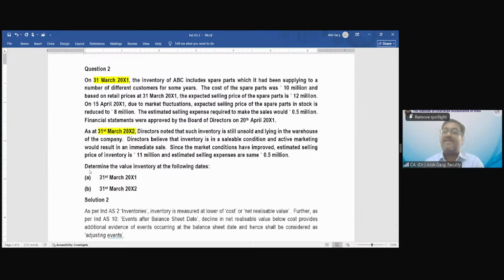You have the cost, you have the selling price. Then you have the post balance sheet event on 15th April, where the selling price becomes 8 million. Selling expenses are 0.5 million, right? And on 31st March 20X2, this price has gone up. The inventory was still unsold, and selling expenses are still 0.5 million. So what is the value of inventory on 31st March 20X1 and 20X2? On 20X1, it will be 7.5. But it is a post balance sheet event, so we will recognize that. So you are saying it will be an adjusting event, right? Yes, sir. Okay. Anyone else who has a different view?